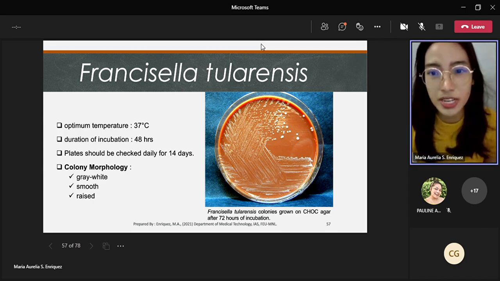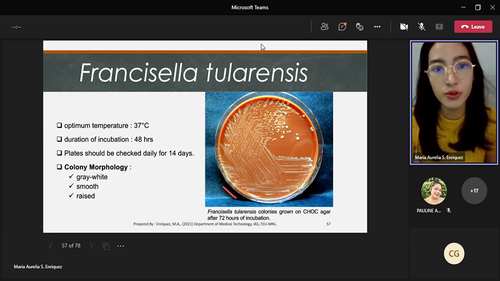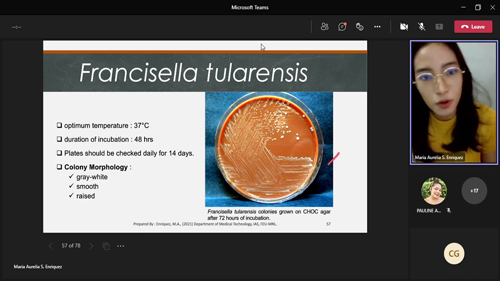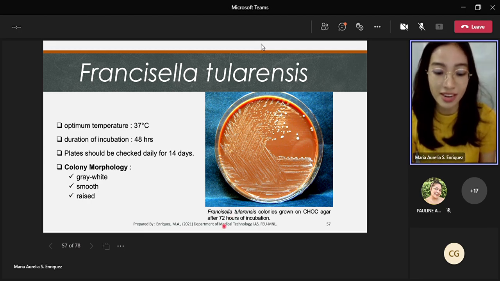Now, colony morphology is as shown here on the right. They are grayish-white in color. They are smooth and raised. These colonies were observed after 72 hours of incubation.